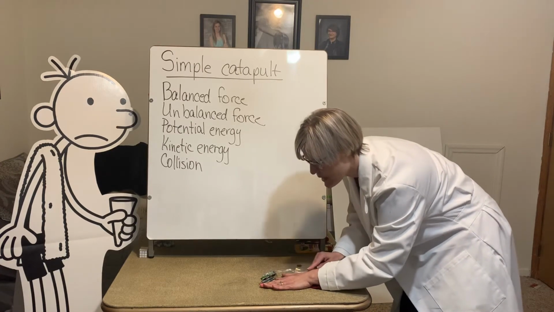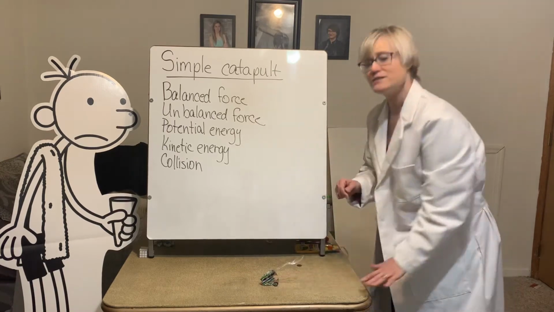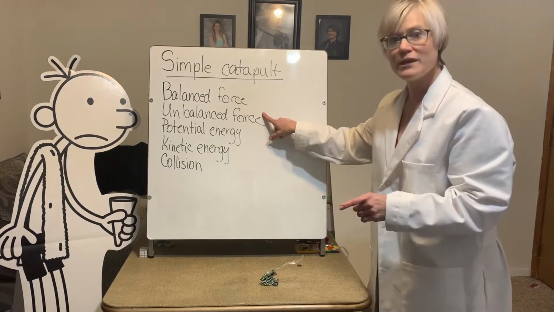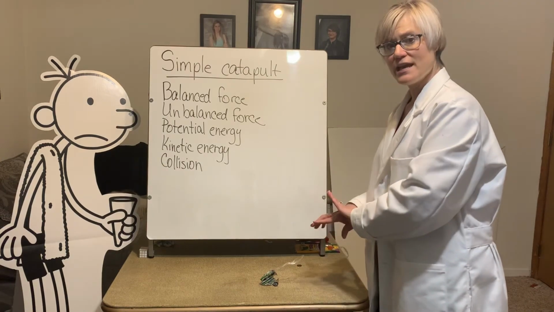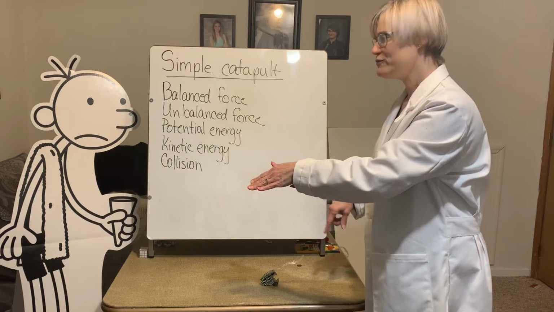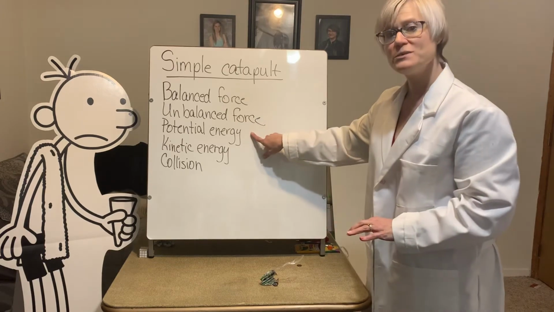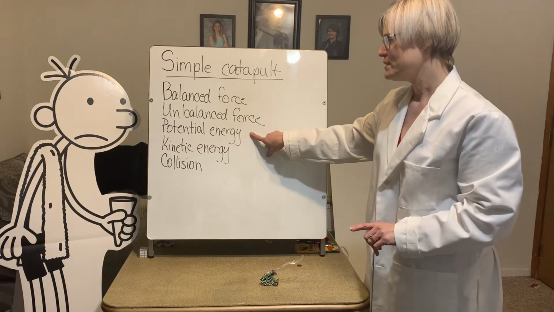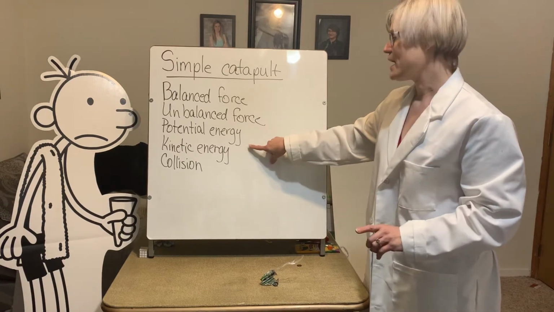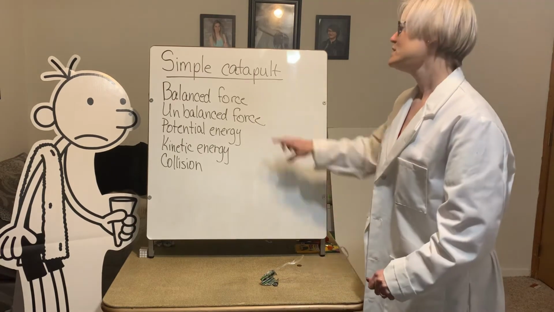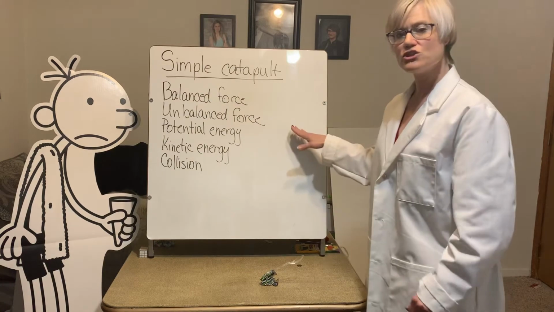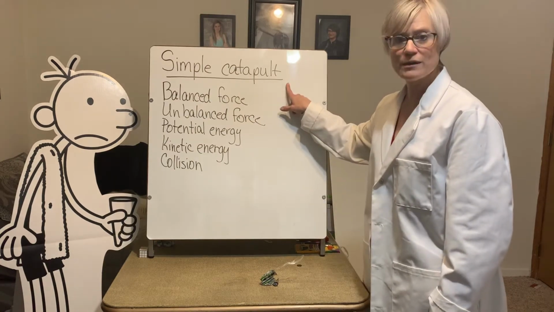And I'm going to pull this back and let go, and then I have an unbalanced force. So when that becomes unbalanced, it shoots the cube forward. So then it has potential energy and it keeps moving. Now the collision happened when it hit the floor and it stopped moving. Okay, so I've got all of these different things showing in my simple catapult.